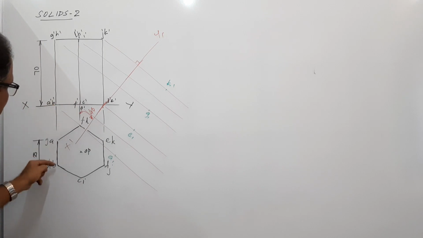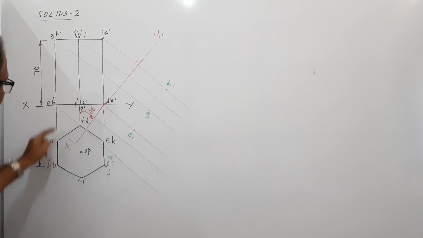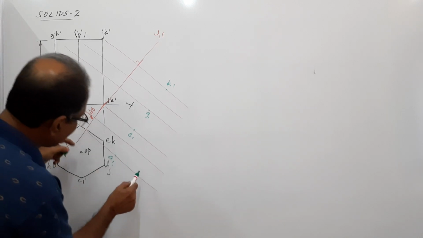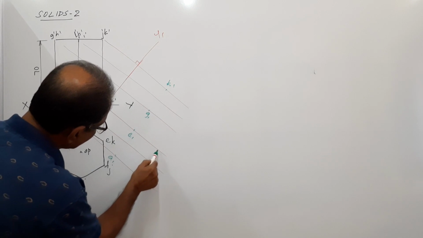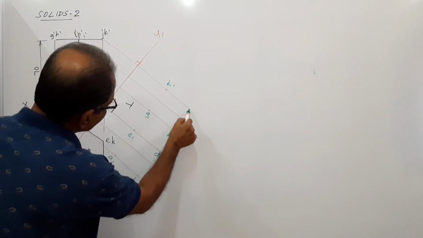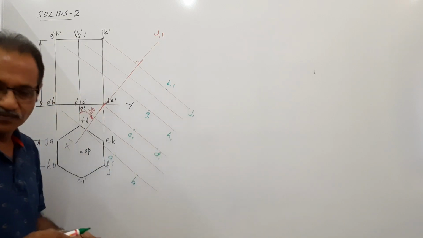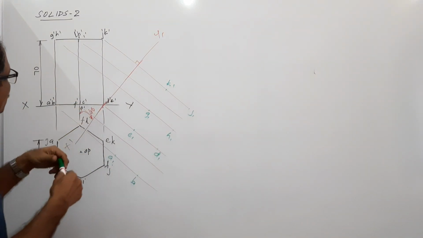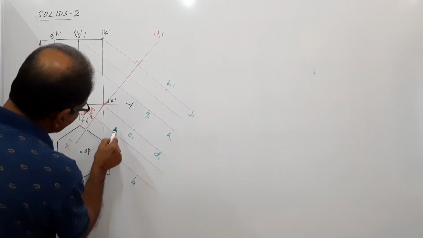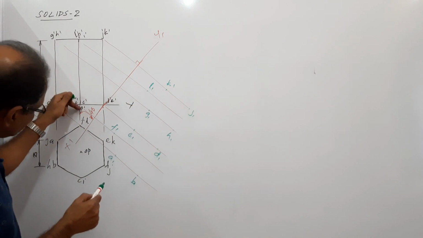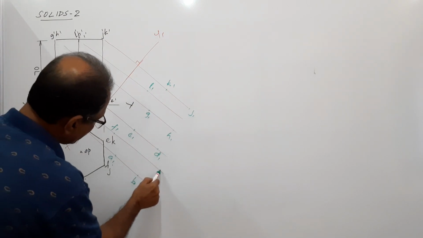Now, take this distance from XY. Distance of B and H from XY. That is the distance of D and J also from XY. Mark on the projector through B dash. What do you get? B1, D1, H1, J1. Agreed? Take the distance of FL from XY and mark on the projector through F dash. F1, L1.